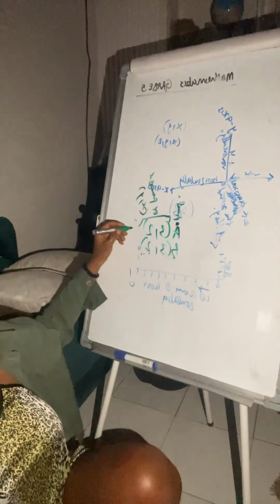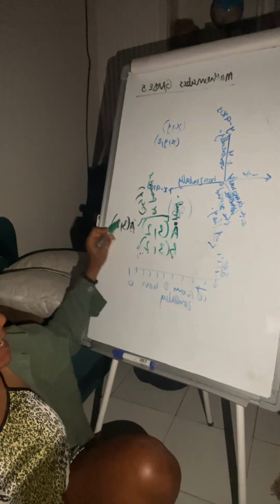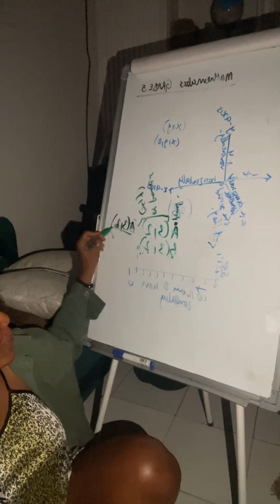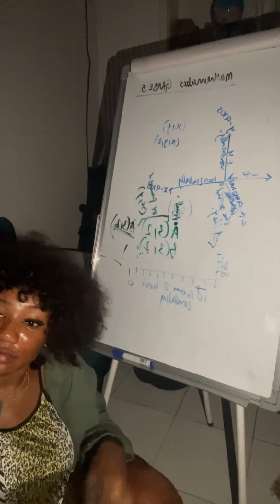Now the third grid, they have the point A bracket 3 and 2. The point and the pair is there. Then now, when both of them are there, it's easy. They want you to plot it on the graph.